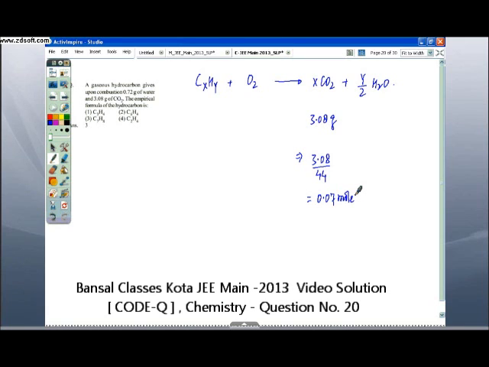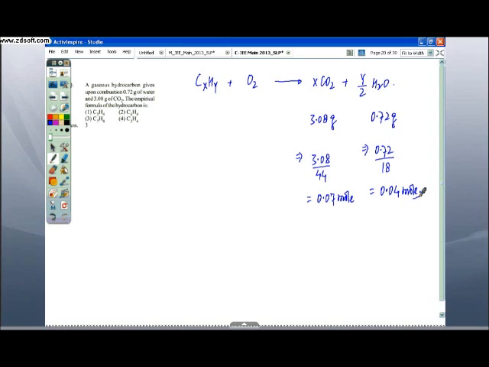And water is 0.72 gram. This implies 0.72 upon 18, which is equal to 0.04 mole. Whenever moles of CO2 is 0.07, moles of water is 0.04. It means whenever moles of CO2 is 7, moles of water will be 4.